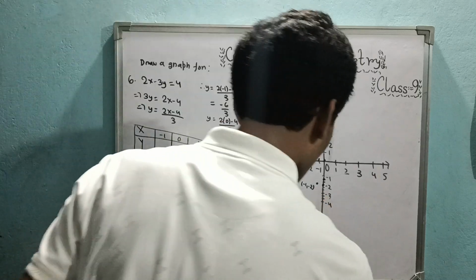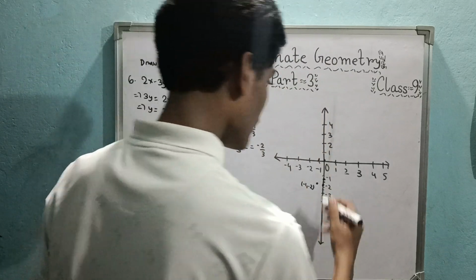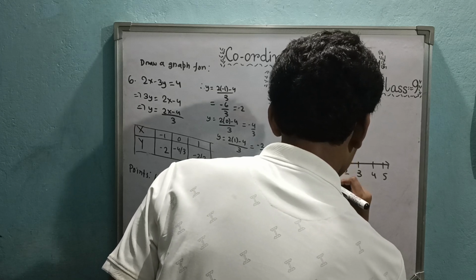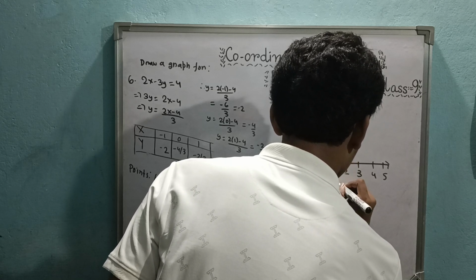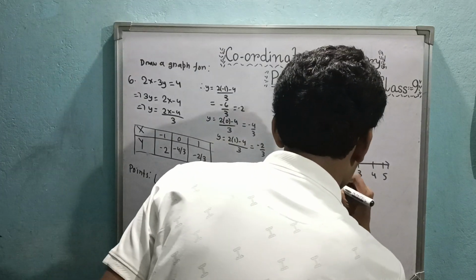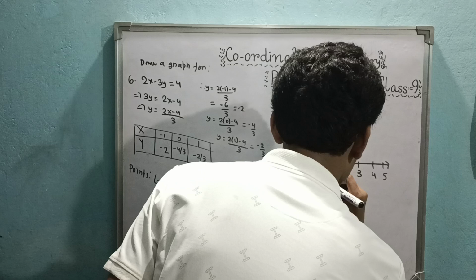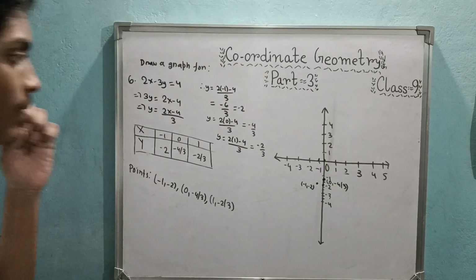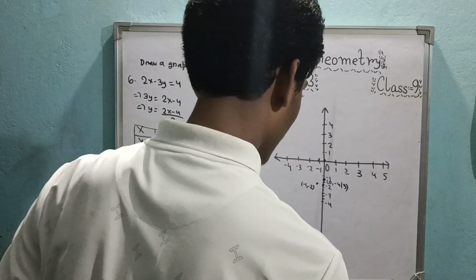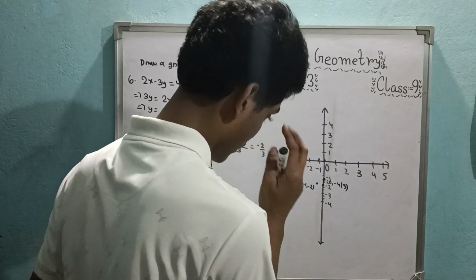Now, these 2 points, 0 and minus 4 by 3, intersect here. This is (0, -4 by 3). Got out of the way. The problem is gone. See, I told you, just need to be wise. Then comes the next one. Next point: (1, -2 by 3). Come on, let's see this.